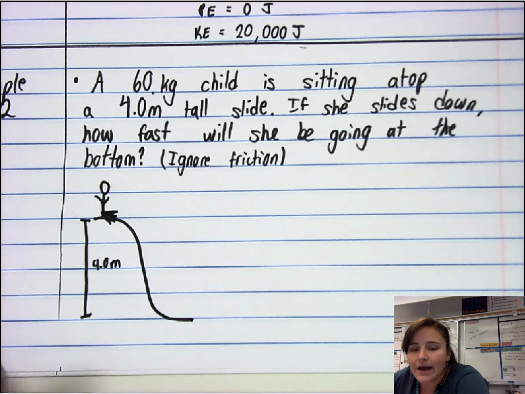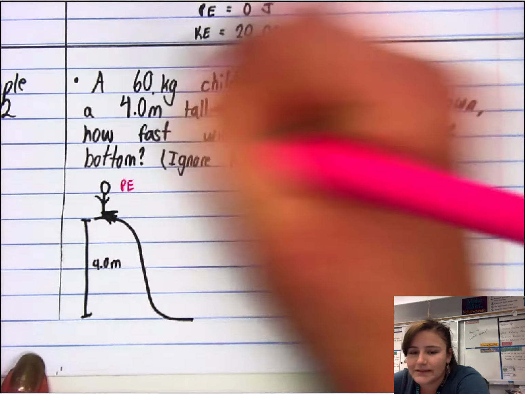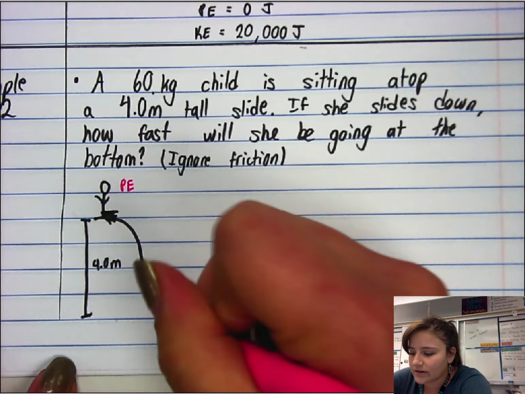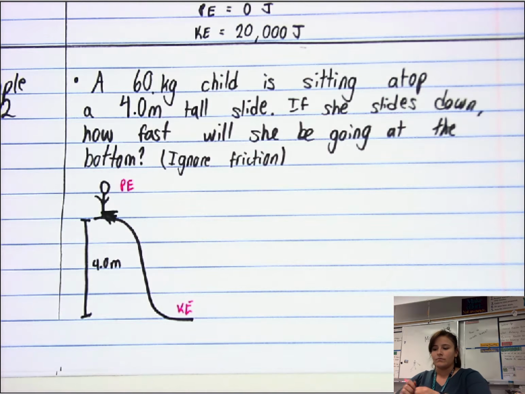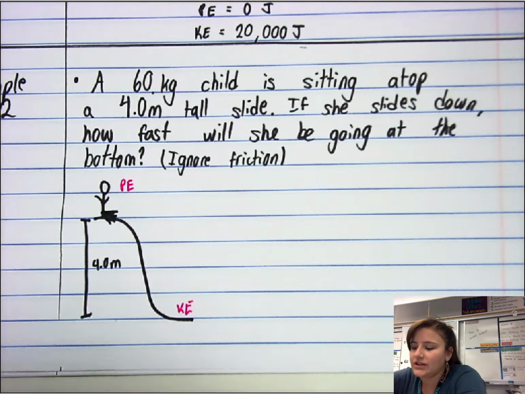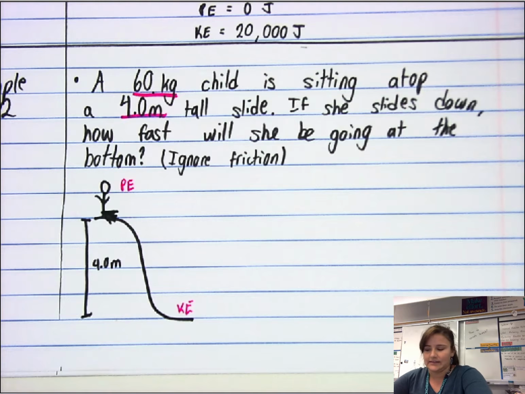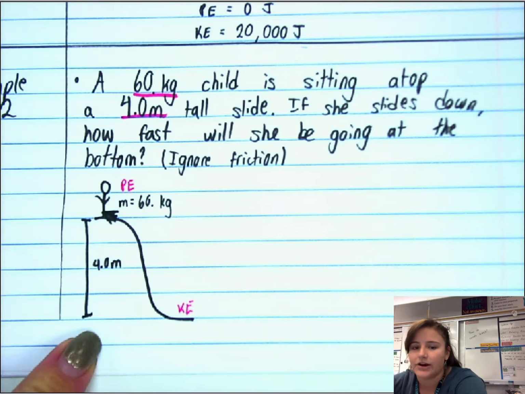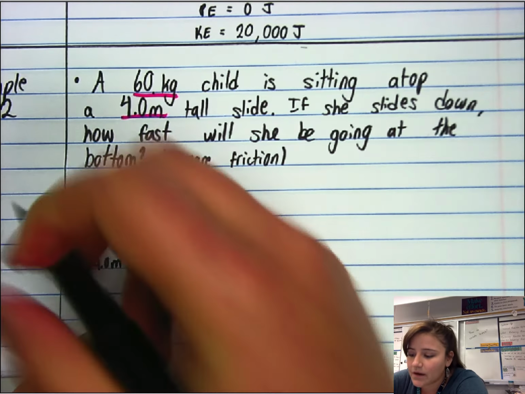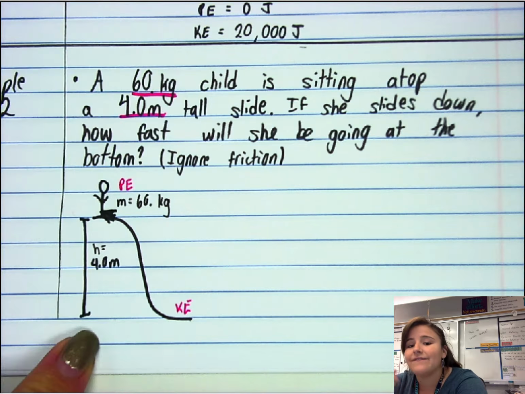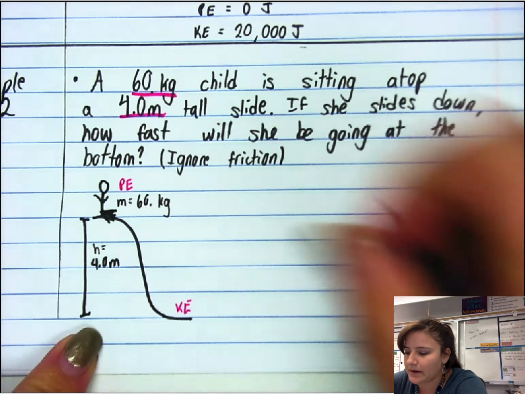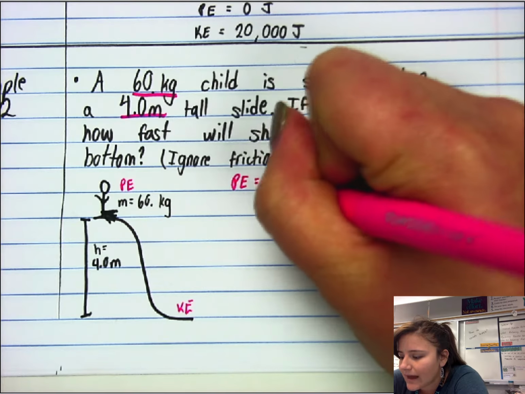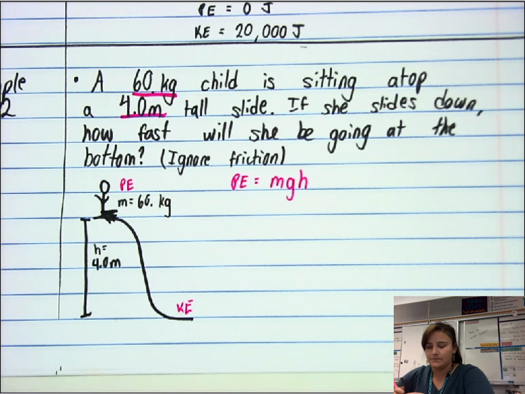Okay? We know at the top she's only going to have potential energy. And down at the bottom of the slide, all of that energy is going to be converted into kinetic energy. Okay? We also know that she has a mass of 60 kilograms. Okay? So mass equals 60 kilograms. So we know her mass and we know her height. So we can find how much potential energy she has up here. Okay? So we're going to use the equation potential energy equals mass times gravity times height.